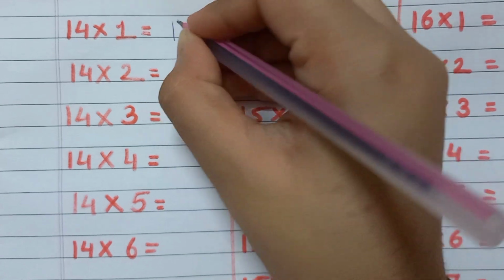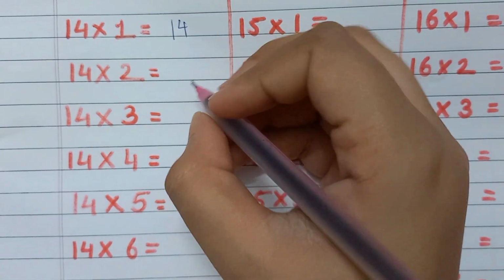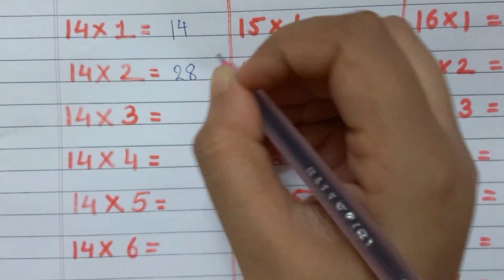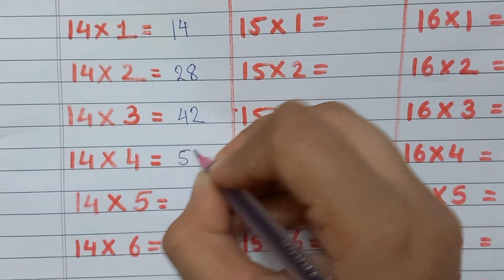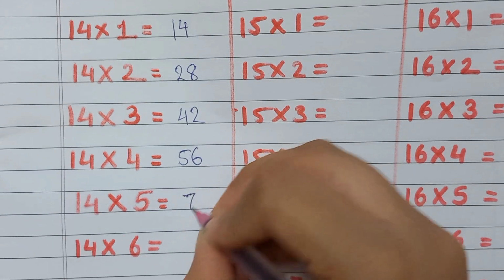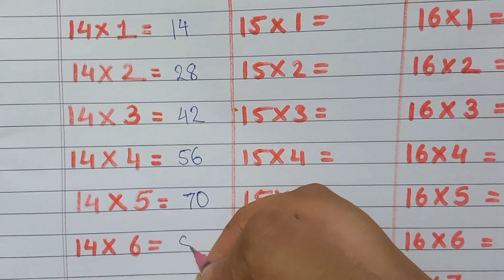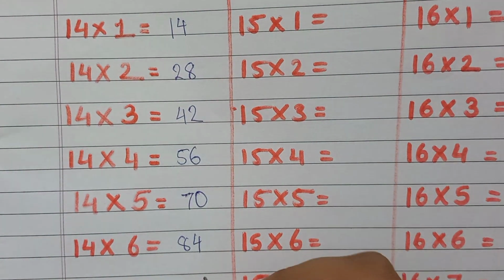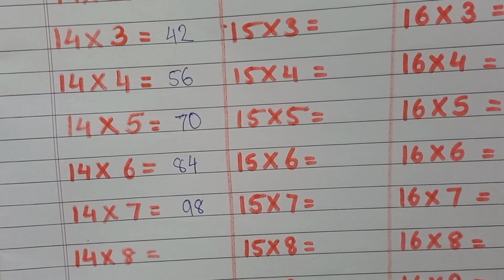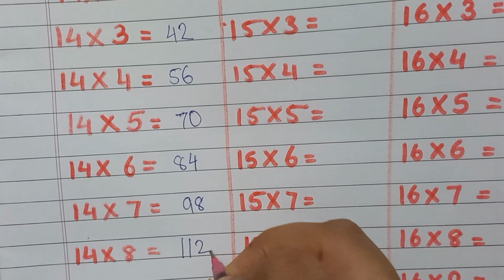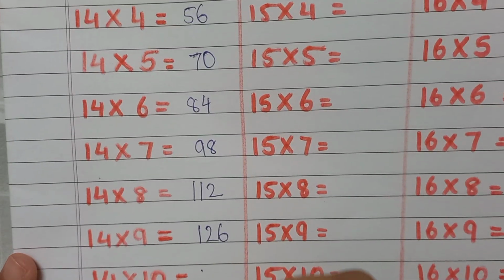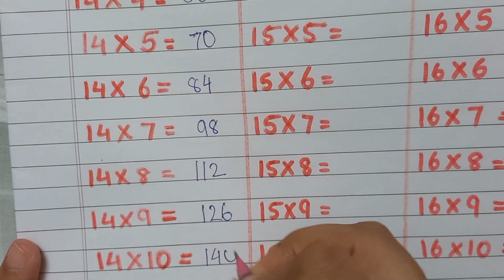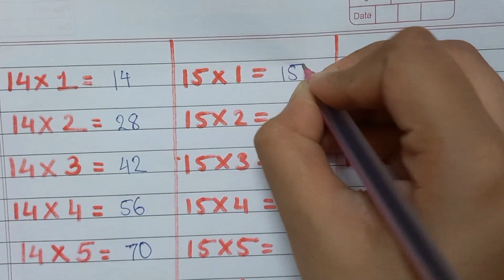14 ones are 14. 14 twos are 28. 14 threes are 42. 14 fours are 56. 14 fives are 70. 14 sixes are 84. 14 sevens are 98. 14 eights are 112. 14 nines are 126. 14 tens are 140. 15 ones are 15.